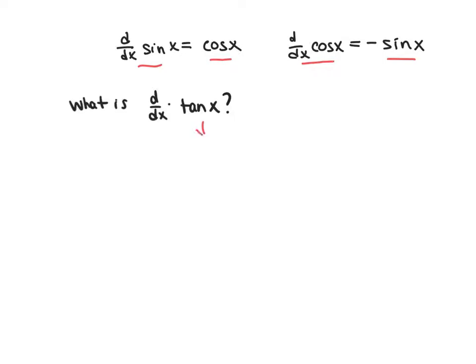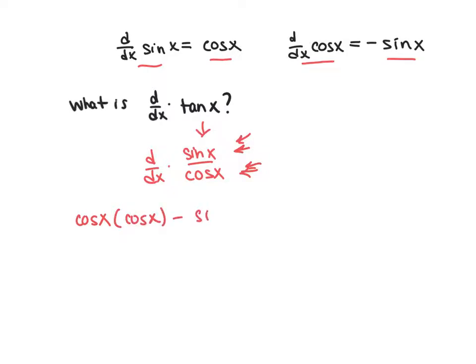Instead of writing tangent, we could write tangent as sine over cosine. And if I'm asked to find the derivative of sine over cosine, I can do that using quotient rule. So quotient rule says bottom times the derivative of the top minus the top times the derivative of the bottom, all over the bottom squared. So let's go ahead and do that. We have the bottom times the derivative of the top, which is cosine, minus the top times the derivative of the bottom, negative sine. And all of that is over cosine squared.